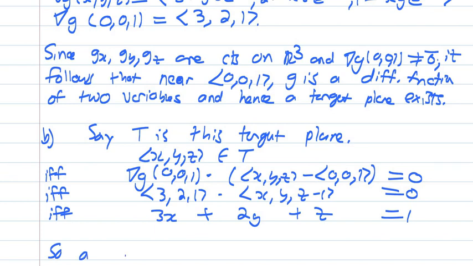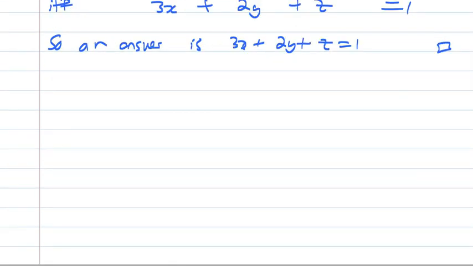So, the answer is 3x plus 2y plus z equals 1. And that is the end of question 1. So, just a straightforward application of theorem 105. Alright, let's move on to question 2.